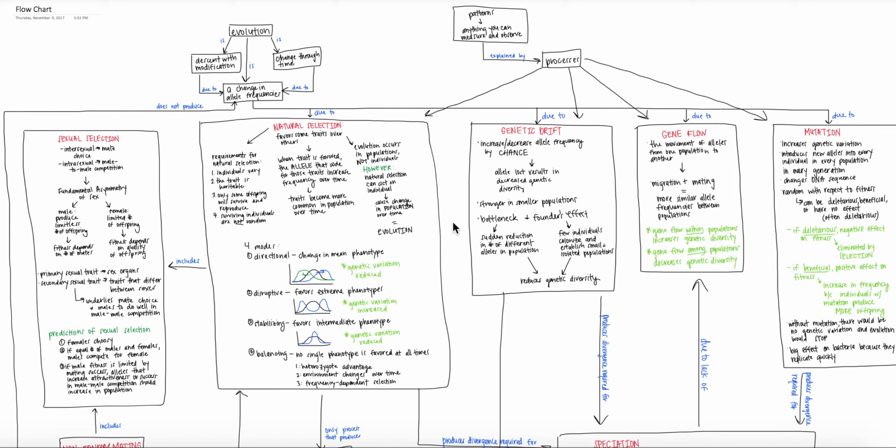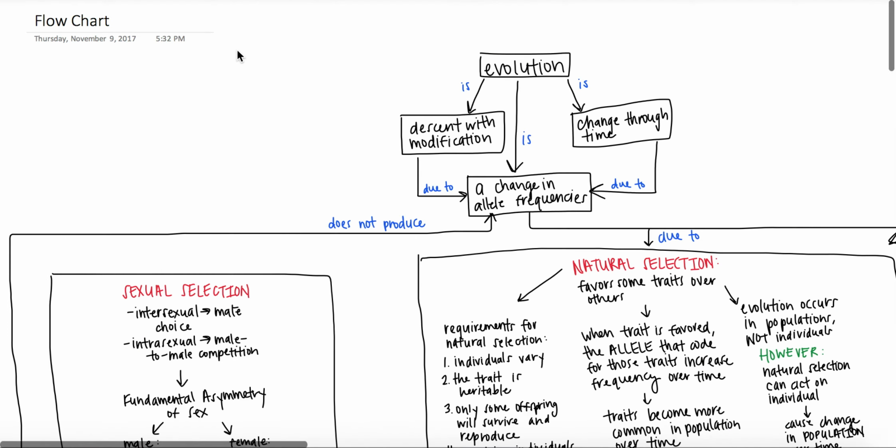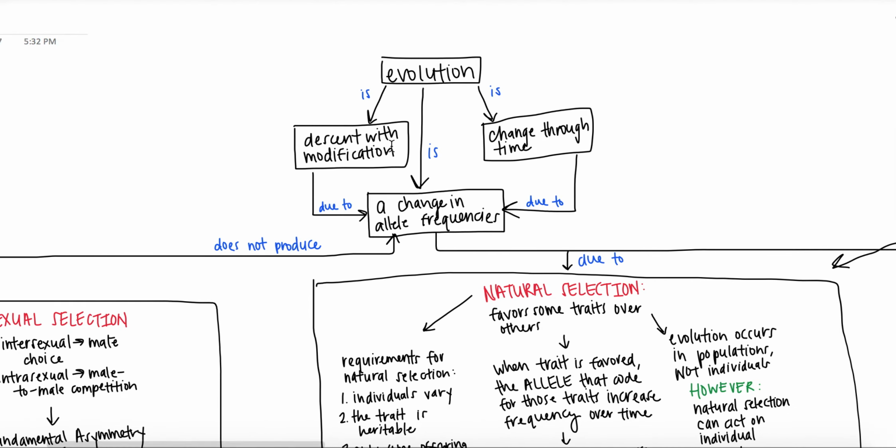So I will be explaining the evolutionary processes through this flowchart that I made. So what is evolution? Evolution is a change in allele frequencies in a population over time. In order to understand what this means, we need to understand what an allele is.